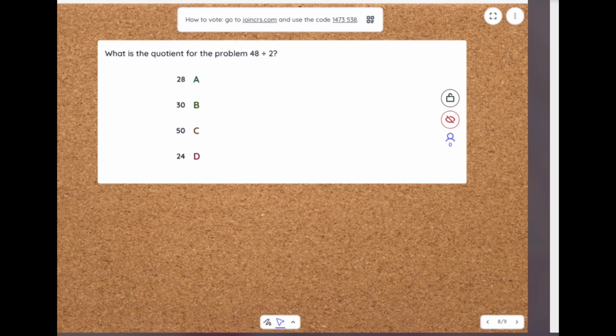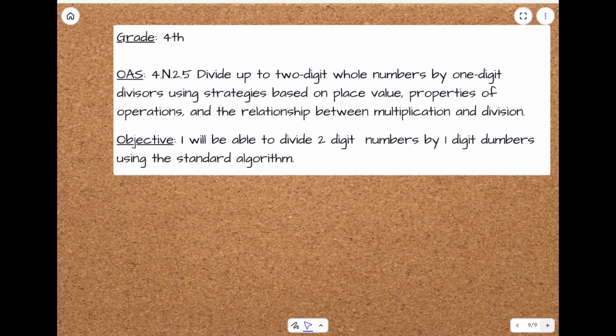Hello, fourth grade. Today we're going to learn how to divide two-digit numbers by one-digit numbers. So let's go over here to our objective and read it together. I will be able to divide two-digit numbers by one-digit numbers using the standard algorithm. So let's go over here and get started.